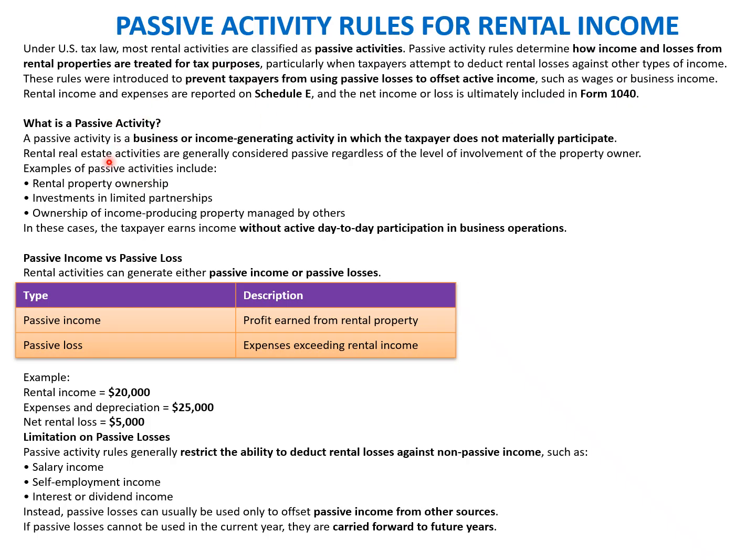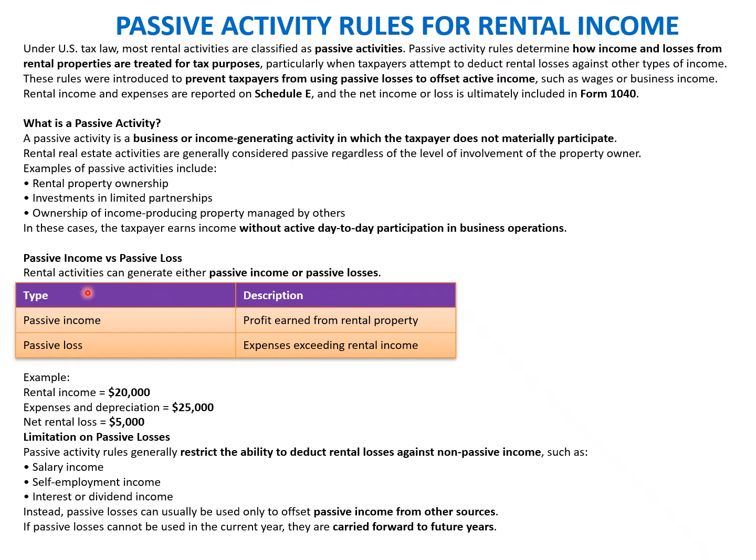So, what is passive activity? Passive activity is a business or income-generating activity in which the taxpayer does not materially participate. Rental and real estate activity is generally considered passive, regardless of the level of involvement of the property owner. Examples of passive activity include rental property income, investment in a limited partnership, and ownership of income-producing property managed by others. In these cases, the taxpayer earns income without active day-to-day participation in the business operation.